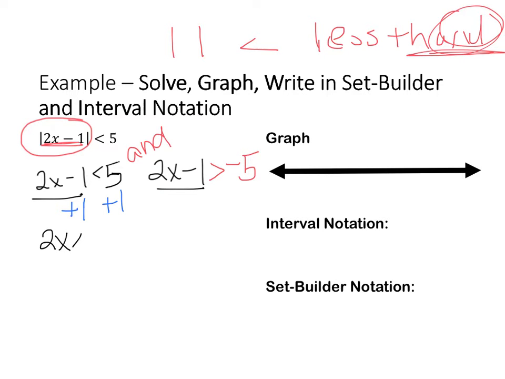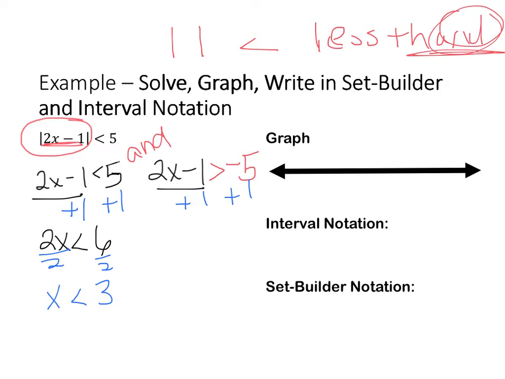Then your inequality looks like this. You undo your multiplication with division. So your answer is x is less than 3. Now we're going to solve the second inequality. And you'll notice here, I wrote 2x minus 1 down twice. So I will follow the exact same steps to solve the second inequality. It's just I'm going to come up with a different answer this time.